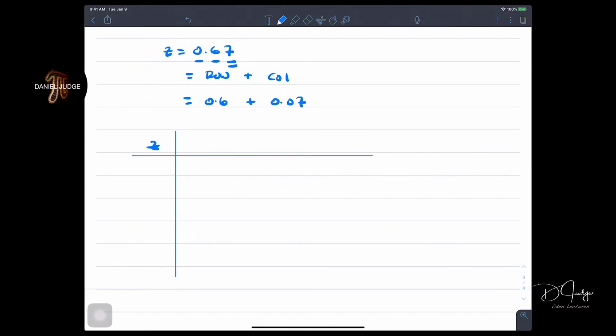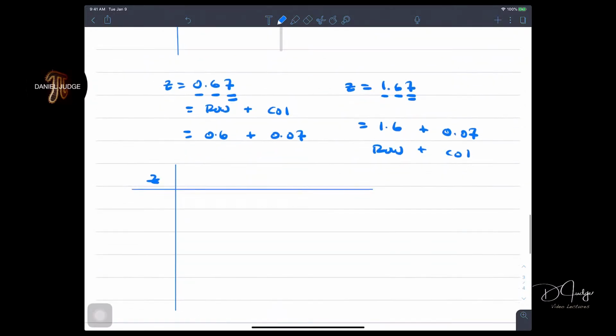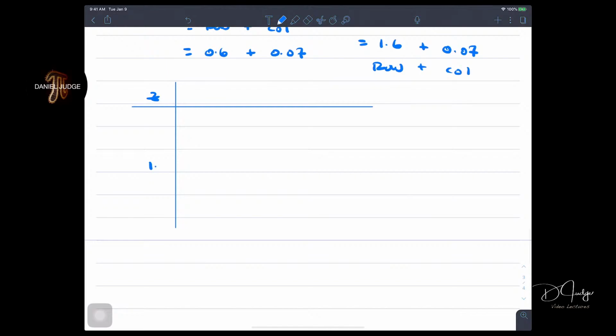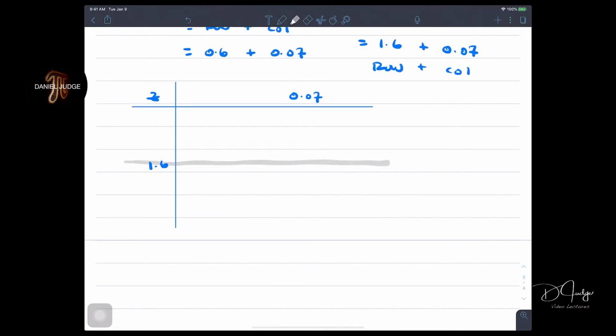So if I said to you, let's do the same thing now. My other z value is 1.67. The row that is going to be those two values, 1.6, and then the column is 0.07. So here's my row again and my column. I need the 1.6 row. So I'm going to have to look for 1.6 and then the 0.07 column. So whatever value is in the 1.6 row, 0.07 column, ladies and gentlemen, we're going to find that area.